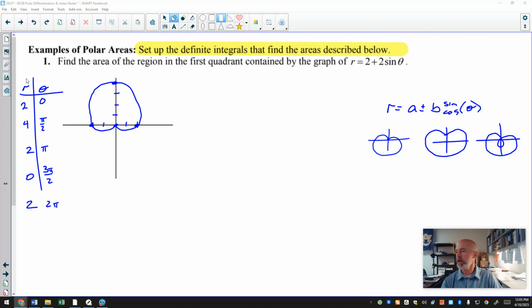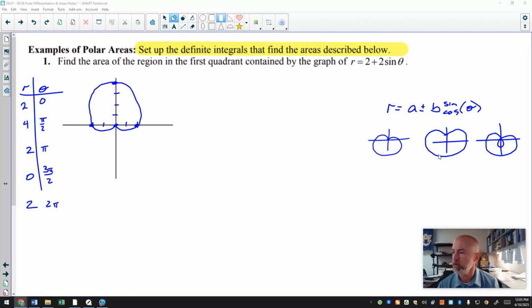All right, so here's my graph. I'm going to quickly explain how I did this. When I see a number plus or minus a number and then sine or cosine of theta, I know it's going to be one of these 4 shapes. See, there are 3 shapes. It'll either be a cardioid, a limaçon, or a limaçon with a loop.